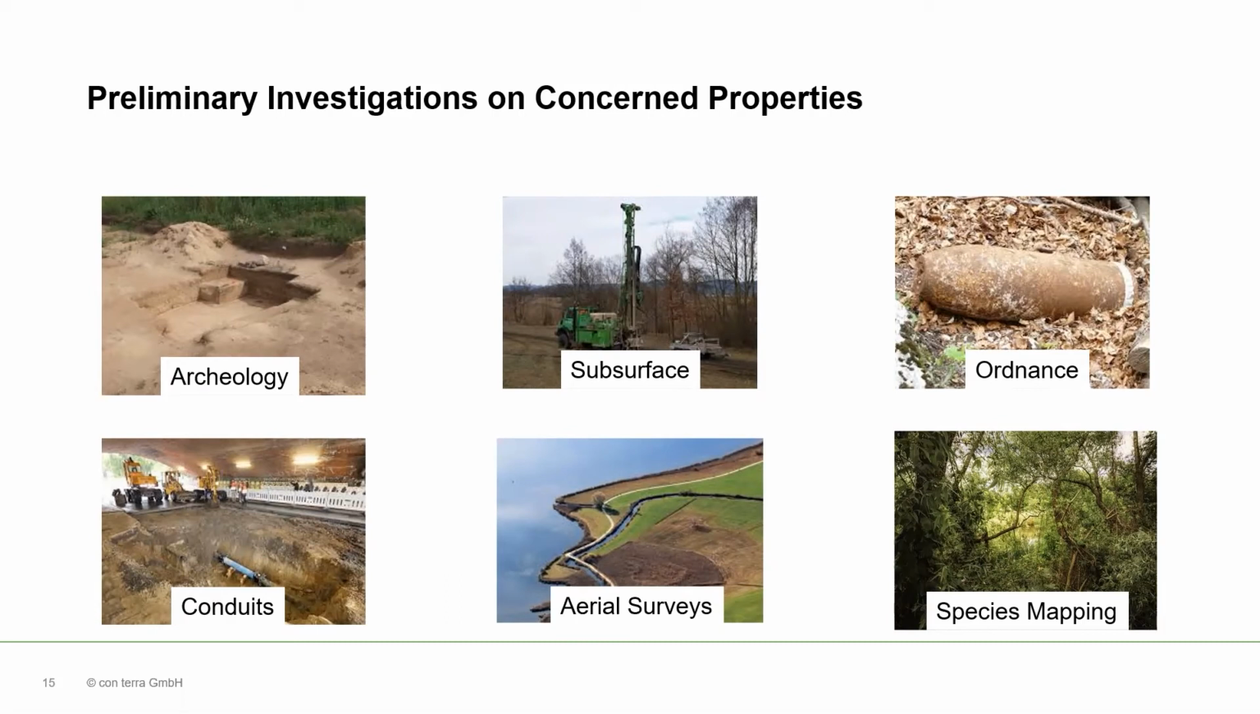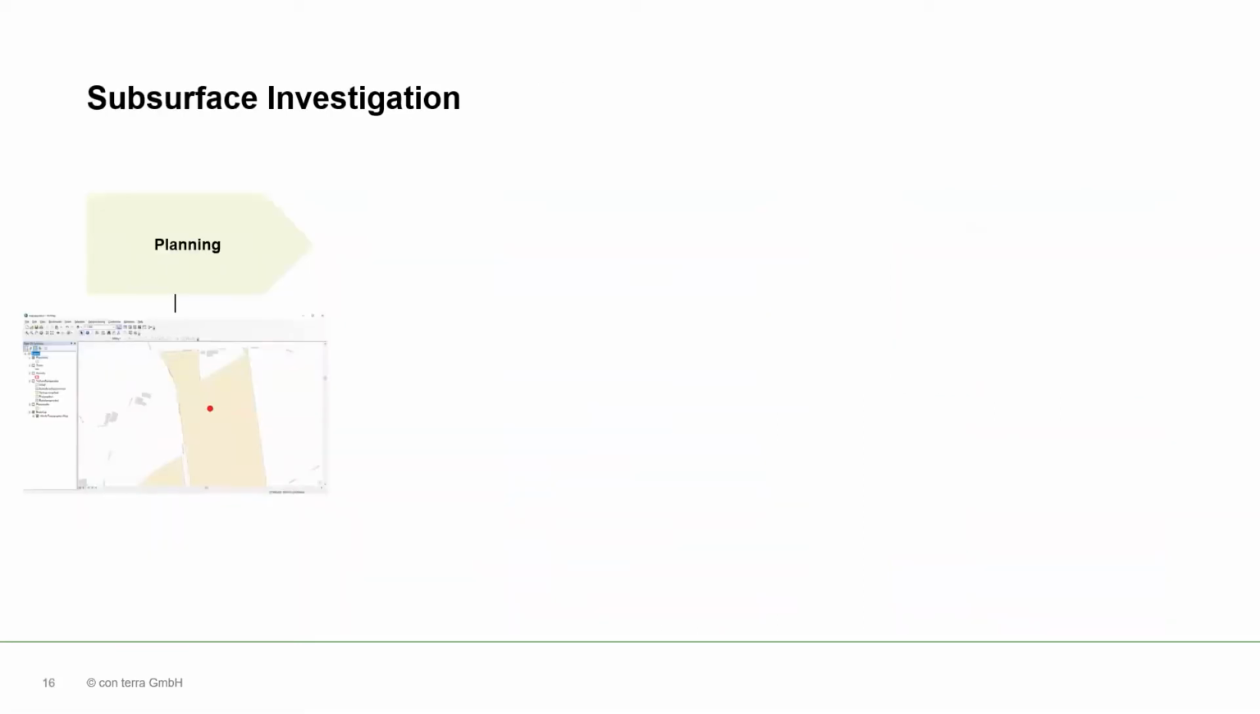or not. Then we also need to investigate if there are any unexploded ordnances from World War II left in the ground. We can use aerial images to find out if any bombs have fallen to the ground and not exploded, and then of course these ordnances need to be removed. It's also important to determine if any conduits are affected by the power lines we want to build, and to conduct a species mapping to find out if any environmentally protected species can be found in the area. We'll now take a closer look at one of these preliminary investigations, at the subsurface investigation, and at the role GIS and spatial data play here.